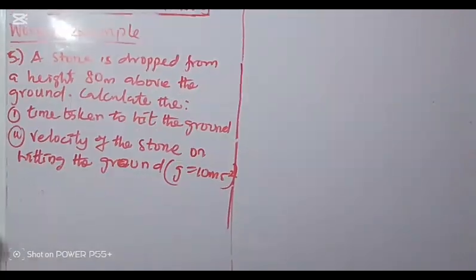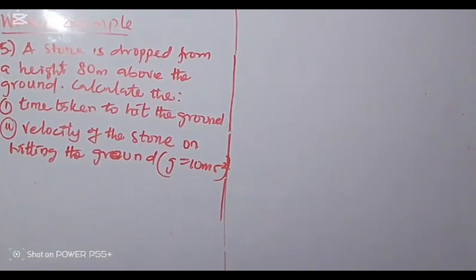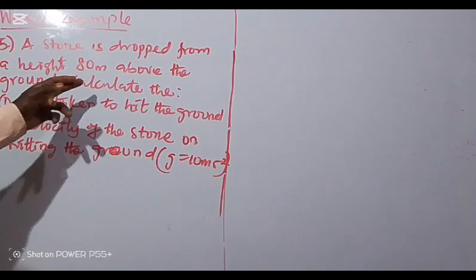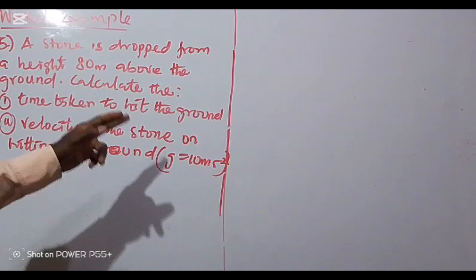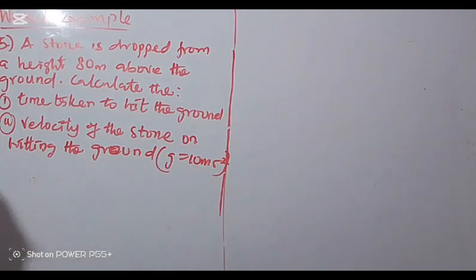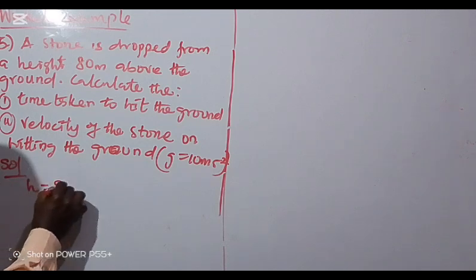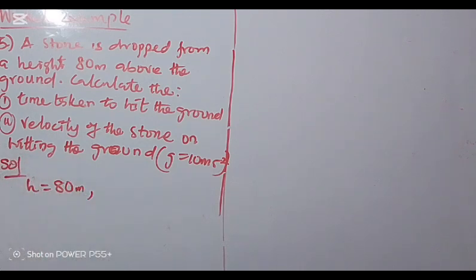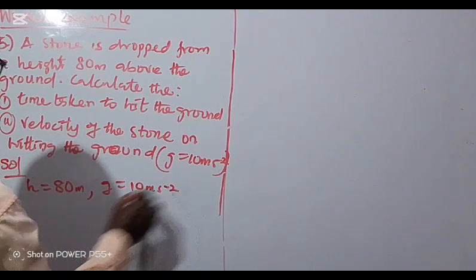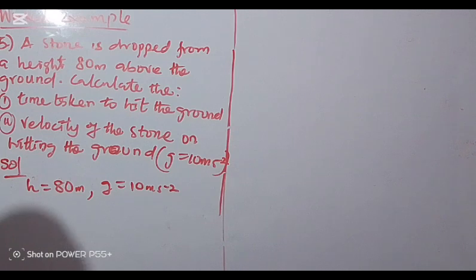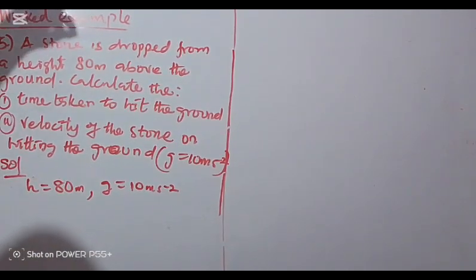Now, let's take this one as example 5. A stone is dropped from a height of 80 meters above the ground. Calculate 1. the time taken to hit the ground, 2. the velocity of the stone on hitting the ground. As usual, let's write out the parameters. Height h is given, 80 meters. g is given, 10 meters per second squared. Then we now have to calculate the time, because this stone is dropped from a certain height.